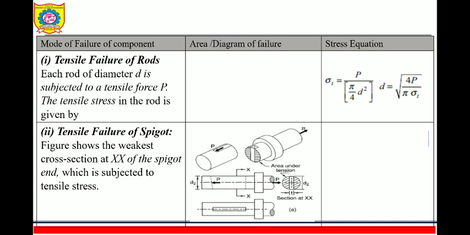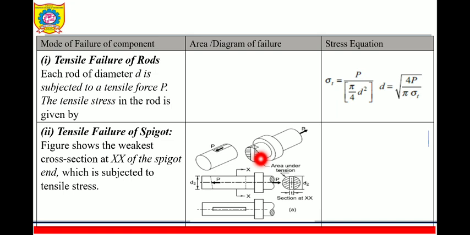So let us see the diagram here. In the diagram I have shown the spigot. If I take the section here, we will get the area under tension. Now one can say, sir, we are getting this area also and we are getting this area also, but as far as your design is concerned, we have to design for the weakest cross section. So where is the weakest cross section? The area of the cross section is least. So where is the cross section area the least? You can see this shaded portion here.